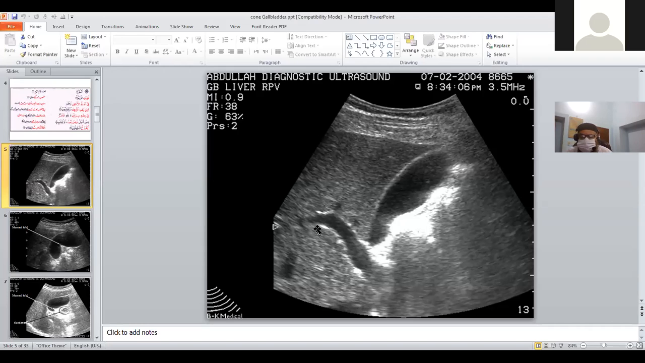How to place the probe? We will see that on probe handling techniques in our second session, which you will enjoy definitely. Now we have seen this gallbladder, and I would like to show you a few images, videos rather.